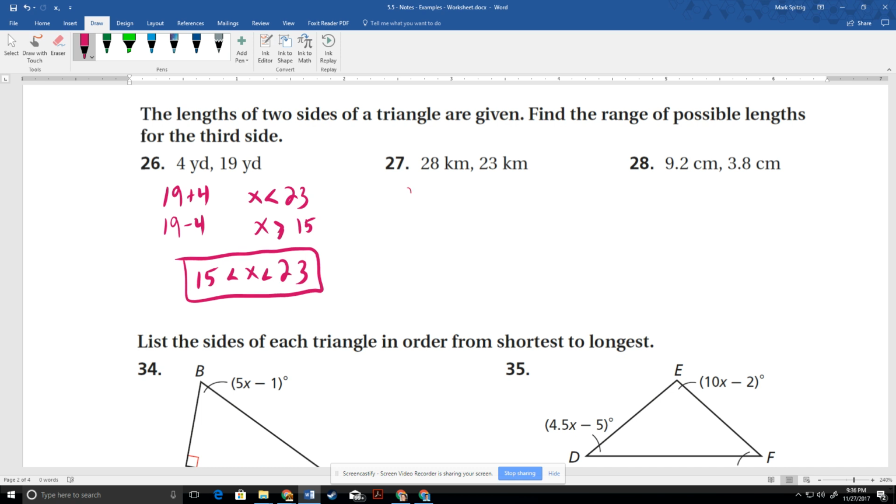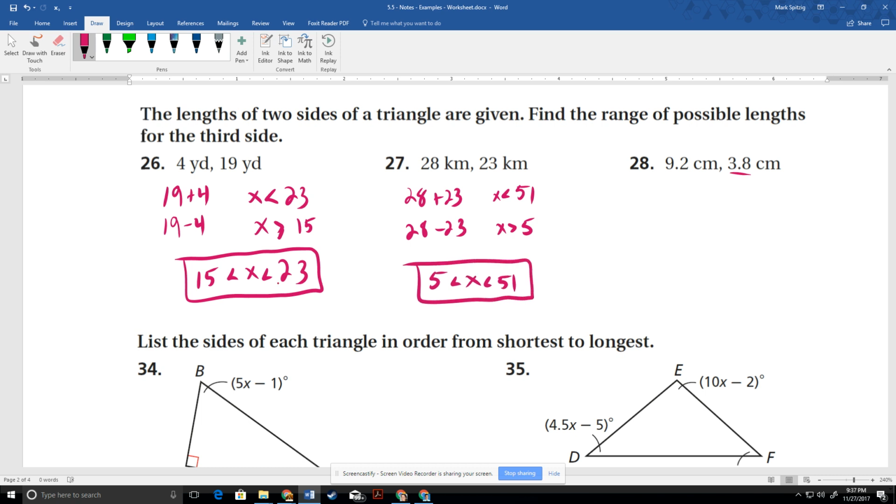All right, we have 28 plus 23 and 28 minus 23. So we get 5 and we get 51. So it's got to be less than 51, but greater than 5. So that's what we'll write. We'll say 5 has to be less than x, which is less than 51. That's our range. X is between those numbers.